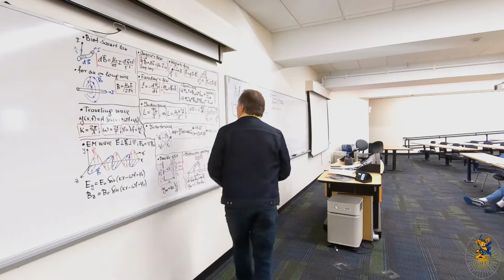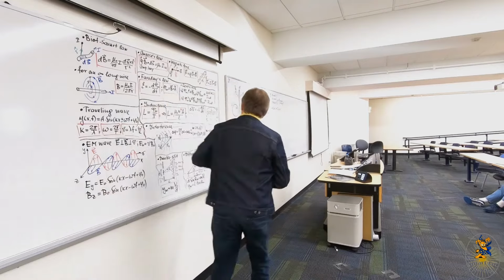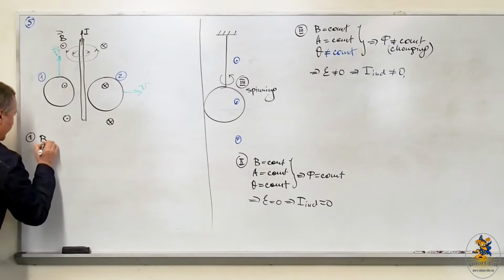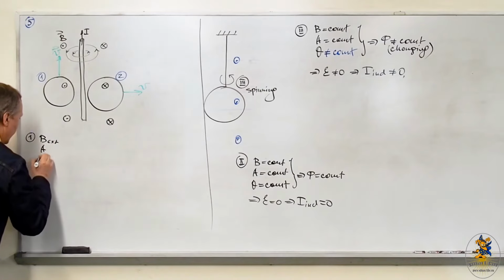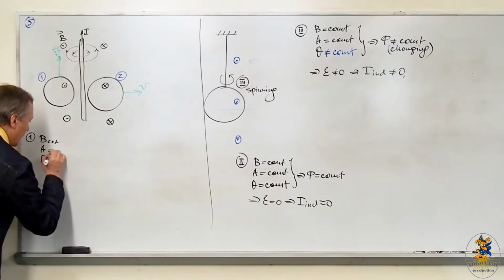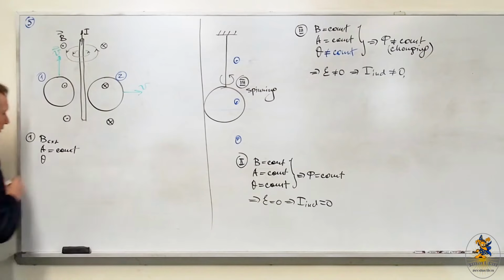Again, we need to see what happens to the magnetic flux. Magnetic flux, B dot A. So again, analyze 3 parameters: B external, A, and the angle. Area, obviously, as we drag the loop that way, area stays the same. We don't change the area. Constant.